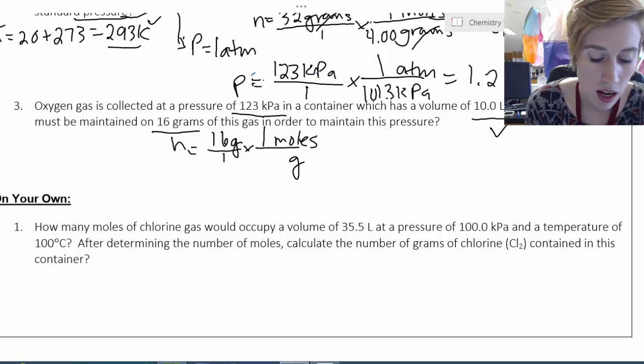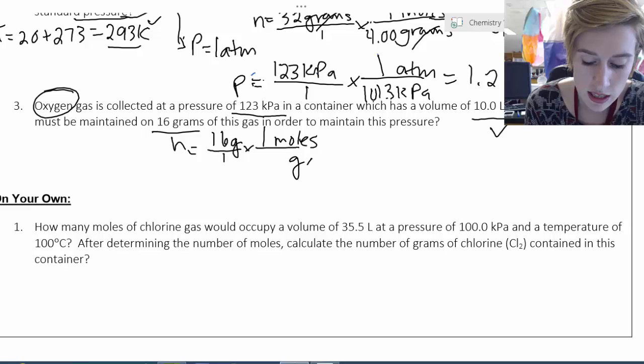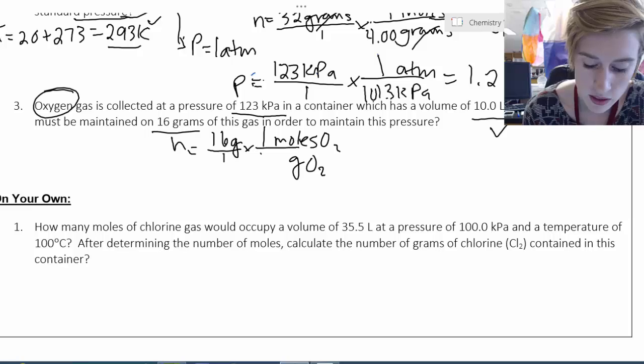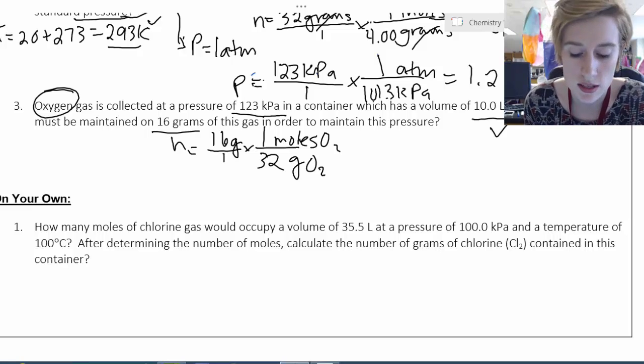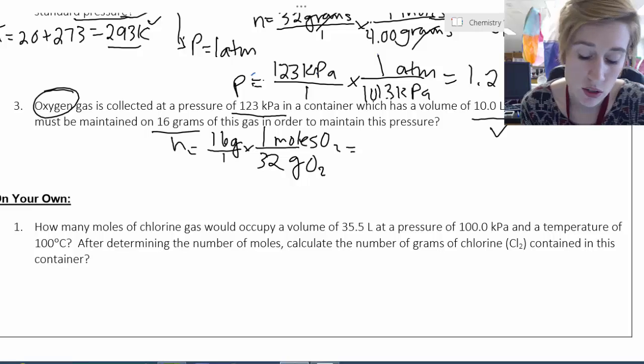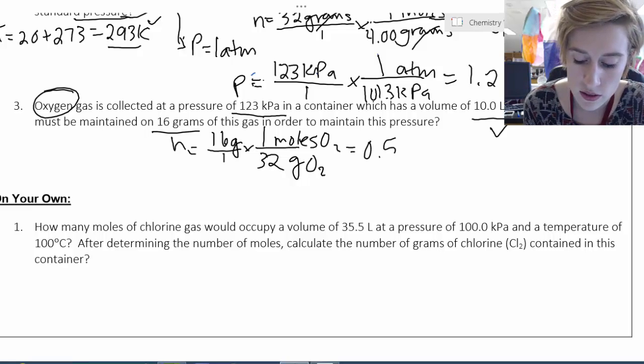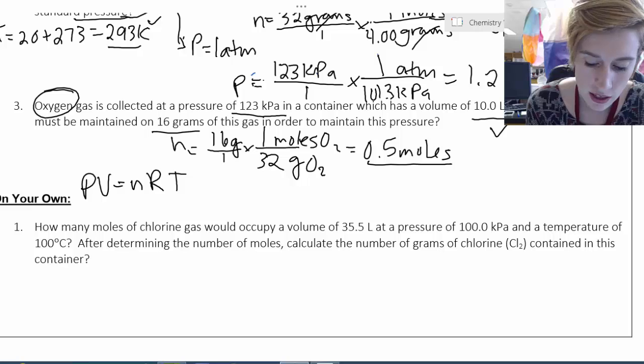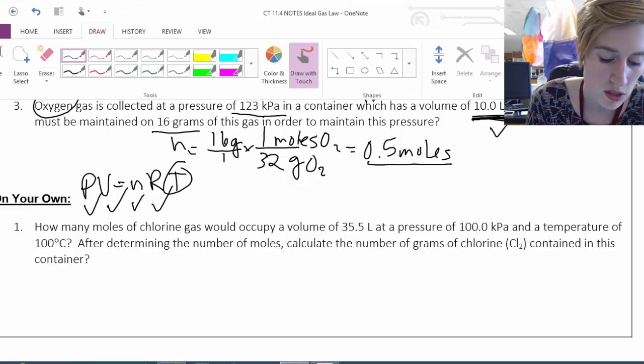What gas am I doing? Oxygen gas. Okay, so oxygen gas is actually O2. So instead of doing 1 oxygen, I'm going to do 2. There's the molar mass of 2 oxygens. If I do 16 divided by 32, I get 0.5. So that's moles. So here's my formula. PV equals nRT. What do I have here? There I have my moles. Here's my pressure. Here's my volume. I always have R, so I'm looking for T.